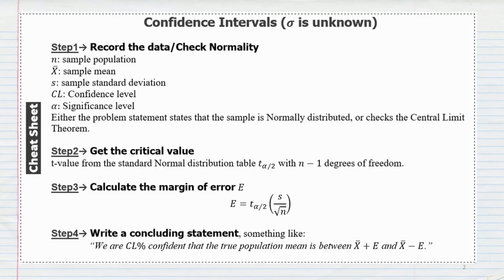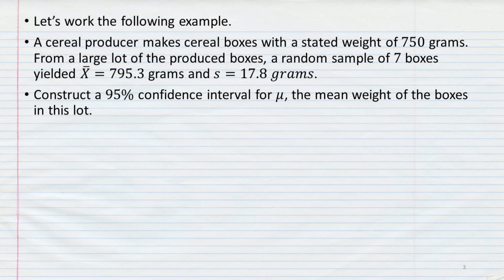Let's work the following example. A cereal producer makes cereal boxes with a stated weight of 750 grams. From a large lot of the produced boxes, a random sample of 7 boxes yielded a sample mean of 795.3 grams and a sample standard deviation of 17.8 grams. Pause this video and construct a 95% confidence interval for mu, the mean weight of the boxes in this lot.